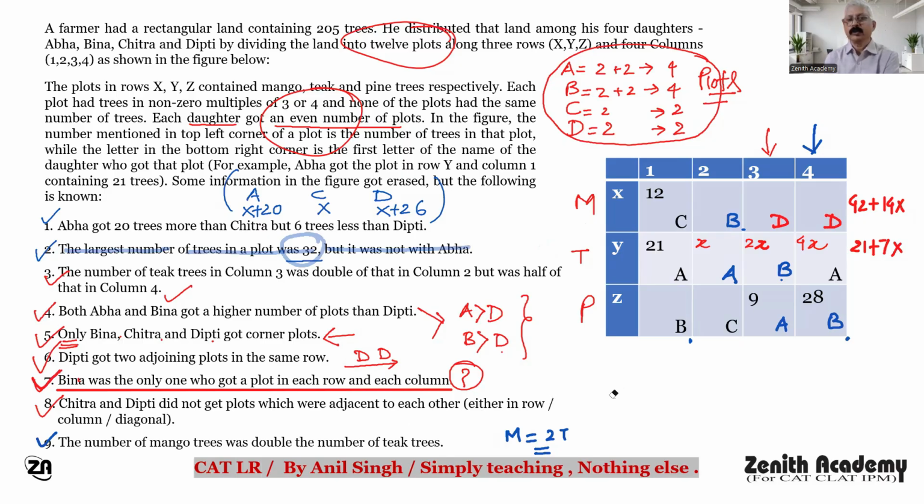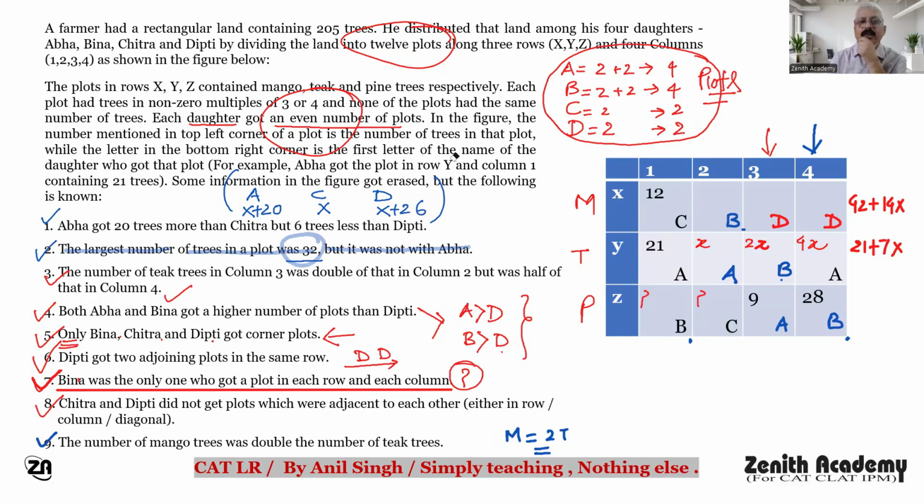Since the distribution of plots is over, now it's a matter of trees. So let's focus on the distribution of the number of trees among A, B, C, D. It is 42 plus 14x, it is 21 plus 7x, and here we have no idea about the number of trees in these two plots right now.